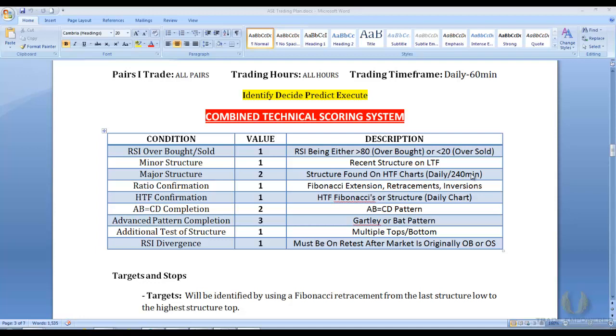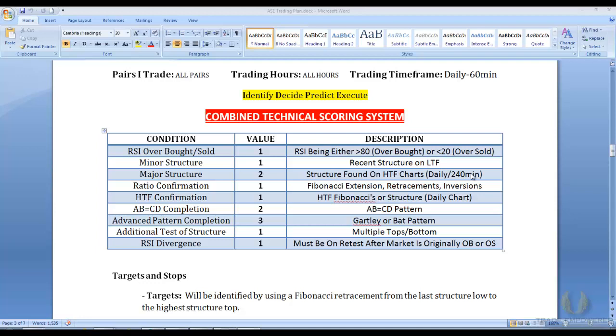Now, obviously, this is going to change depending on what time frame you're looking at. If you're trading the 5-minute charts, well, then maybe the 15 or the 30 is your higher time frame. If you're trading the daily chart, maybe the weekly is your higher time frame. That's something that you're going to have to determine on your own.